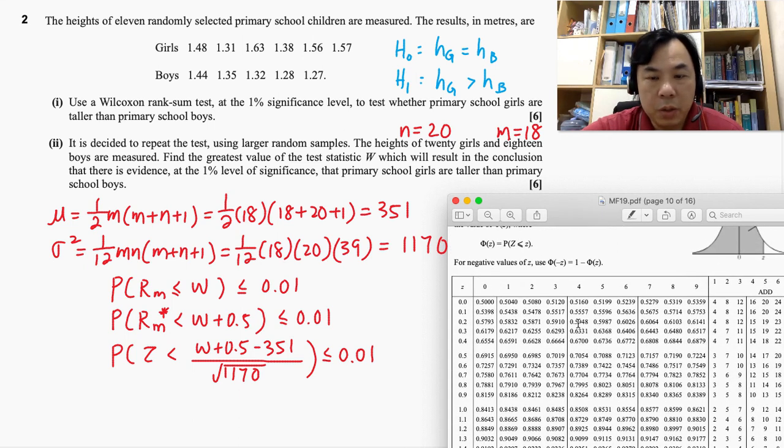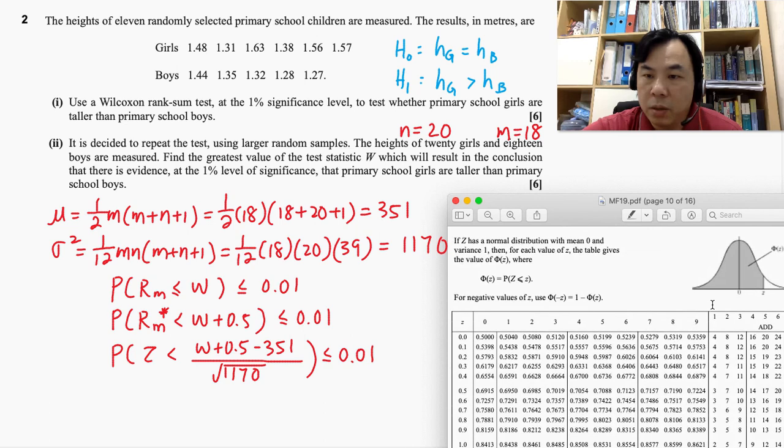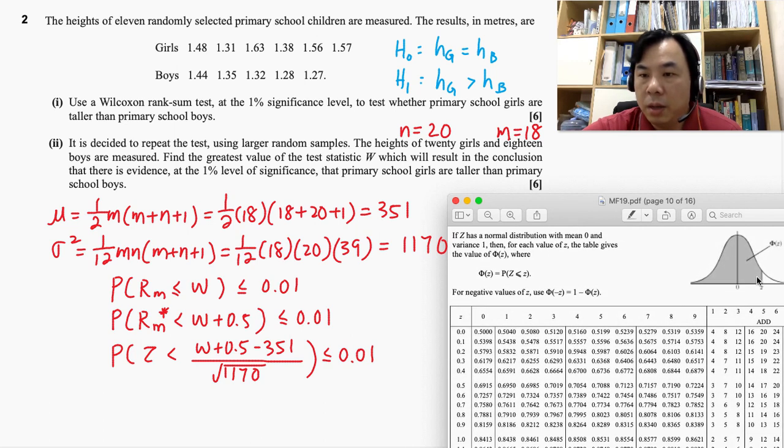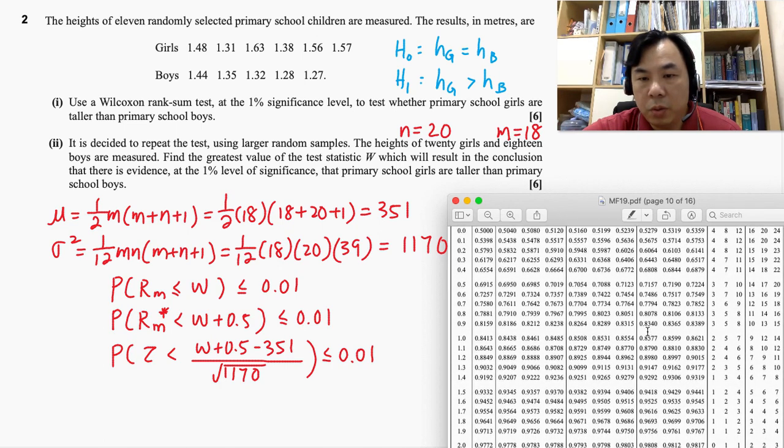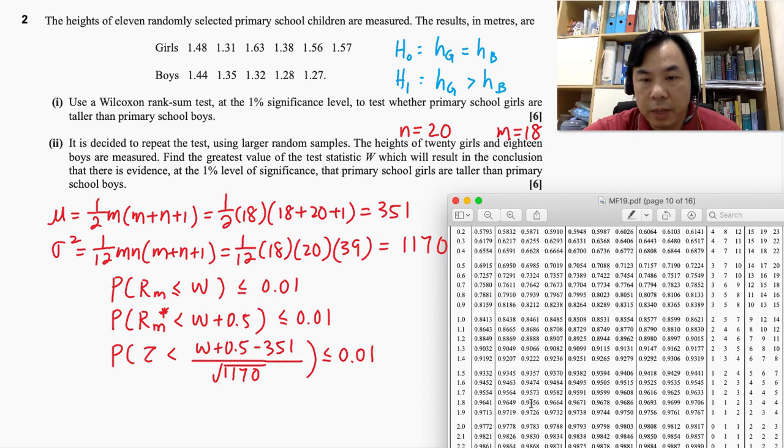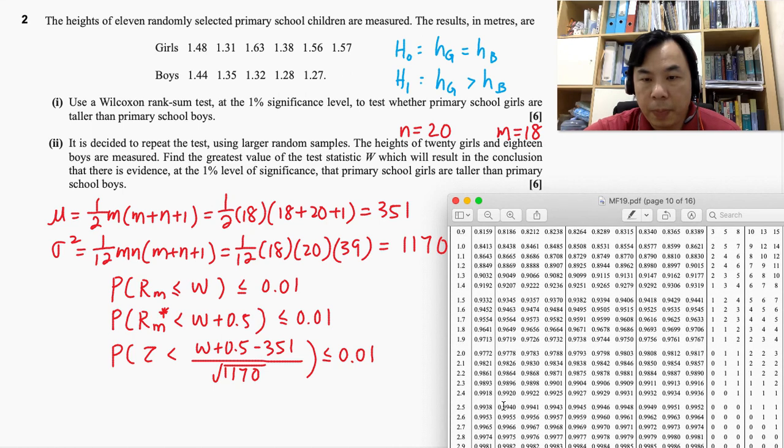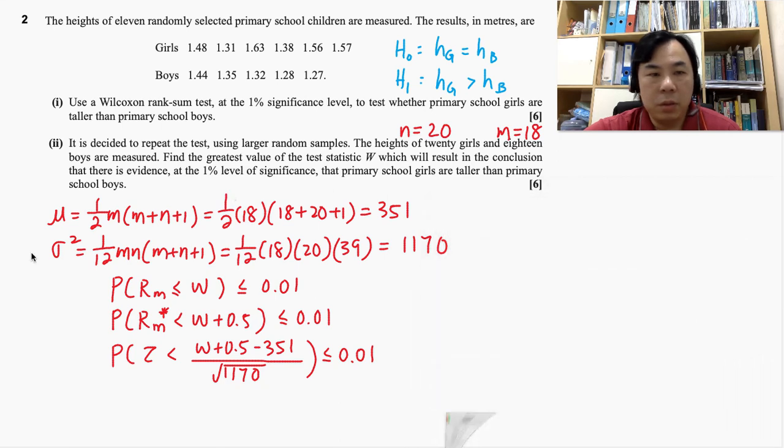What we are interested to get is this 1%. So based on this table here, this region is 1%. The shaded region should be 99%. Therefore, I'm supposed to look for this section here for 99%. That would give me 2.326 as my z-score, right? So I hope that's clear. I'm going to use that z-score now.